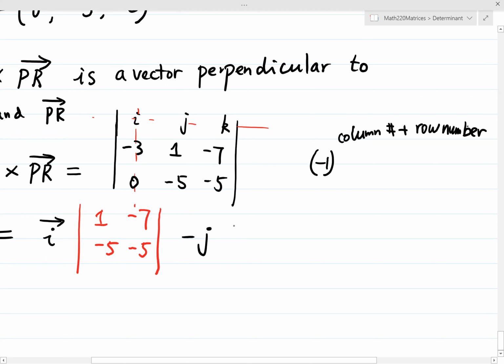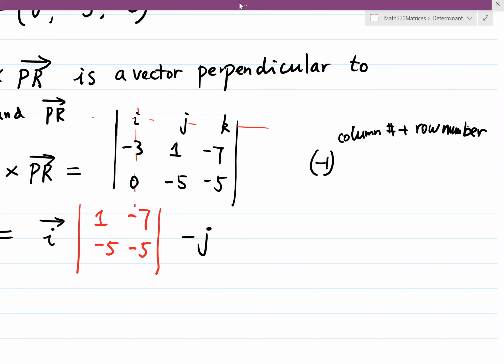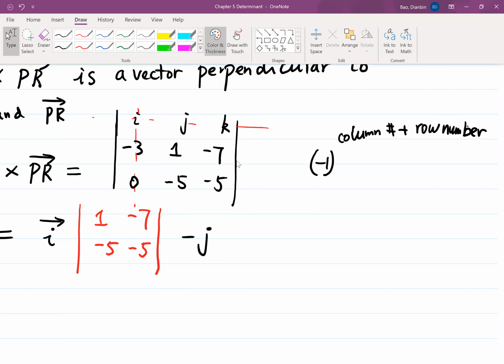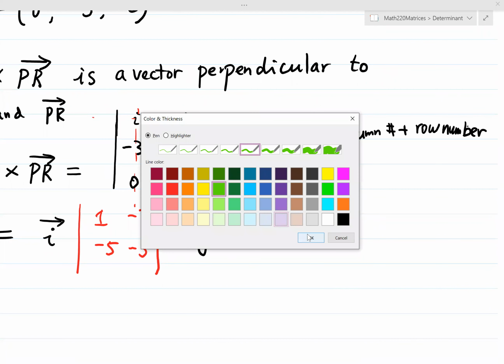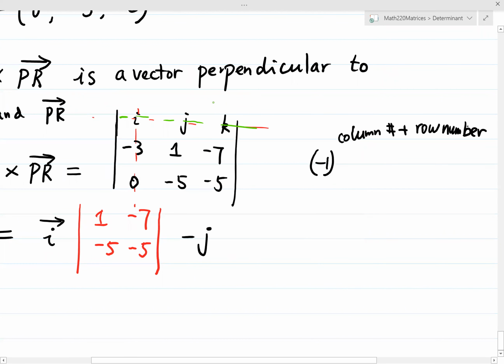So for j, we cross out the row and the column that contain j. So we cross out this one and then cross out this. The remaining thing is, you see, we have -3, 0, -7, -5. This is what remains when we expand at j.